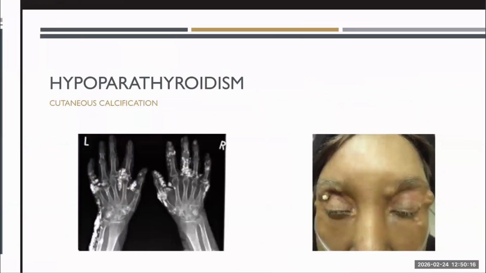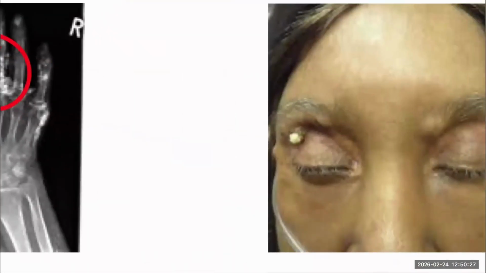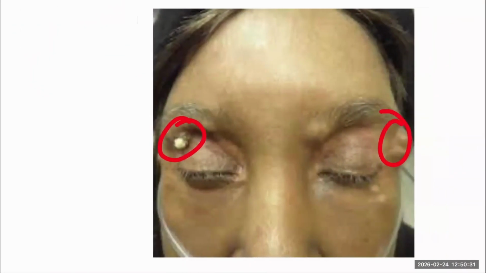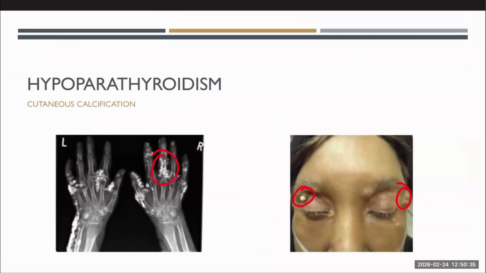So here are the cutaneous calcifications. All this calcium gets dumped into the bones, and we start seeing these deposits of all the excess calcium. It's not in the blood, it's going into the bone. And then here are some of these tophi. These are calcium deposits on the skull, which then obviously show up on the scalp.